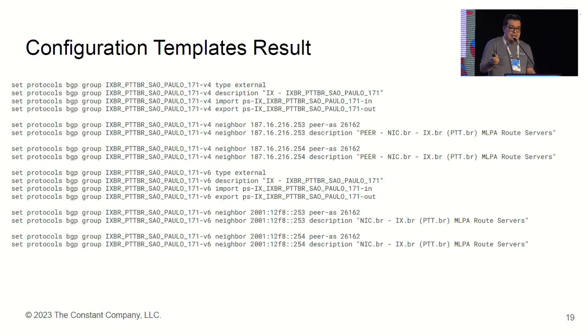This name, IXBRPTTBRSOPOLO171, seems long, but we won't enter the router for these names. We won't configure and have to remember what you call the policy, what you call the group, or see the description directly. This is used by the tool. Regardless of its length, we have it configured directly there.